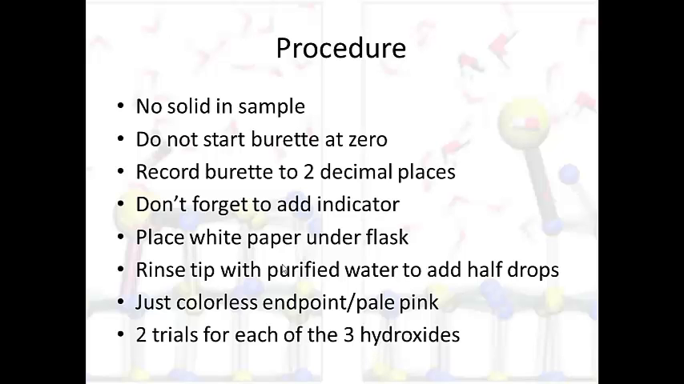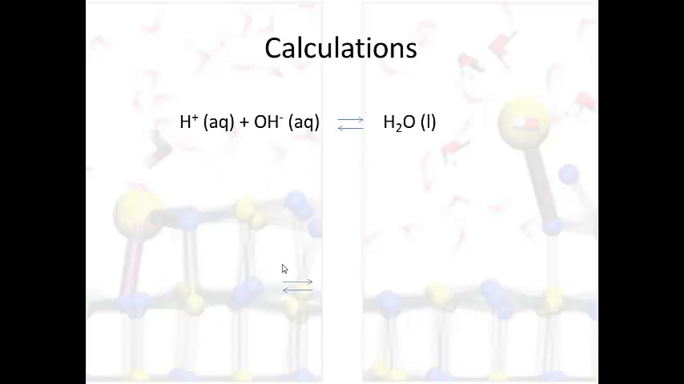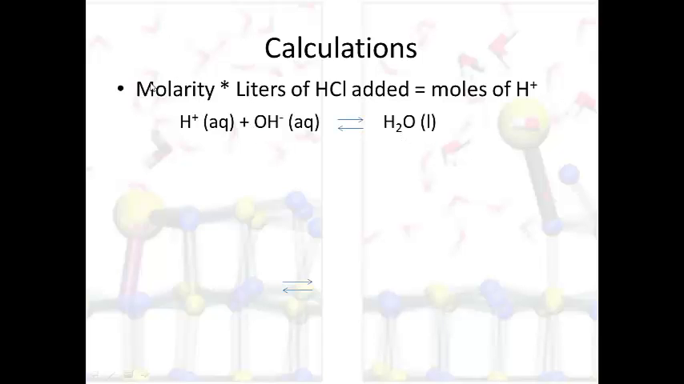You'll do 2 trials for each of the 3 hydroxides that will be provided for you, and you'll average those 2 trials. You have to calculate out the KSP for both individually and then average them. So calculations. So this is your reaction, remember. We have the proton, or the hydrogen ion, plus the hydroxide goes to water. So you will have the molarity of your acid. You need to record that. That will be provided for you. The liters of HCl added. This is off your burette. So you subtract final minus initial volume. That'll be in milliliters. You need to turn that into liters.